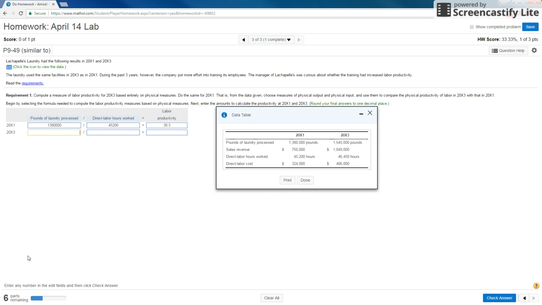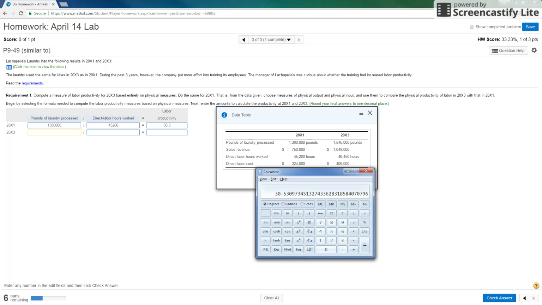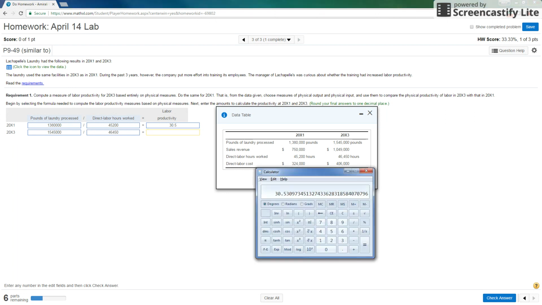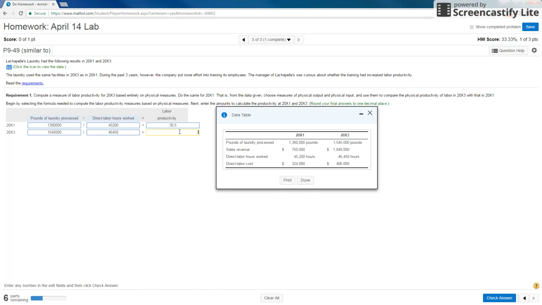The question says one decimal place. The second one is for 2013: 1,545,000 pounds within 46,450 hours. And now we have to calculate the number, 33.3.